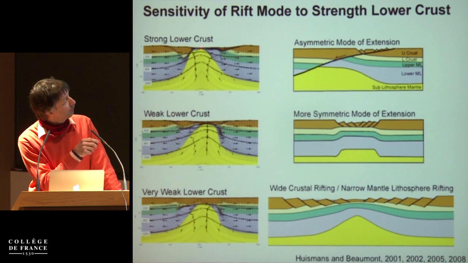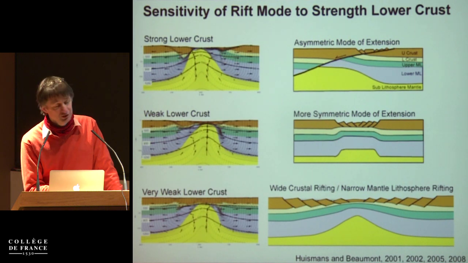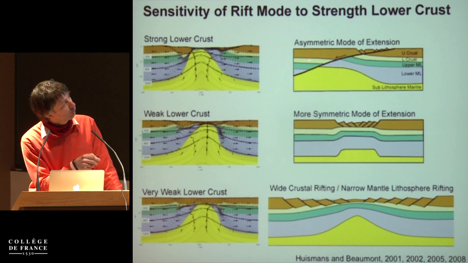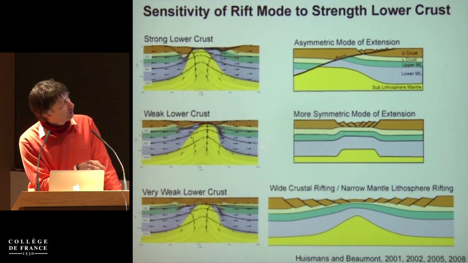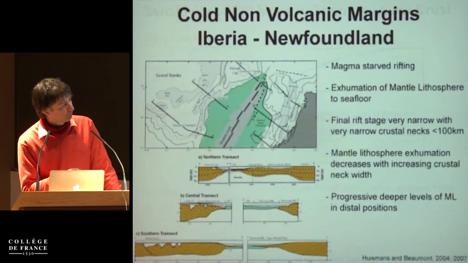In these three numerical models, the only parameter that's varied is the strength of the crust. So there's only one parameter that has a major control on style of extension. And they confirm these cartoons that have been around in the literature for a long time, with very strong coupled systems leading to asymmetric rifting, a bit weaker to more symmetric but still narrow, and very weak middle and lower crust leading to very wide crustal rifting, and in this case narrow mantle lithosphere rifting.